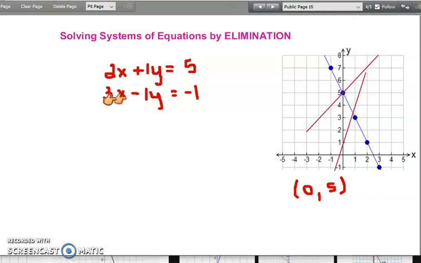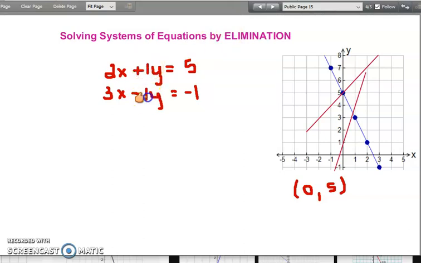The key to this is finding coefficients that are the same. What is a coefficient? It's the number in front of a variable. So here I have a 2 in front of my x and a 3 in front of my x. My coefficients are not the same. But if I look here at my y's, I have a 1 in front of my y and a 1 in front of my y, so my coefficients are the same. Now I'm going to be able to solve this by elimination.